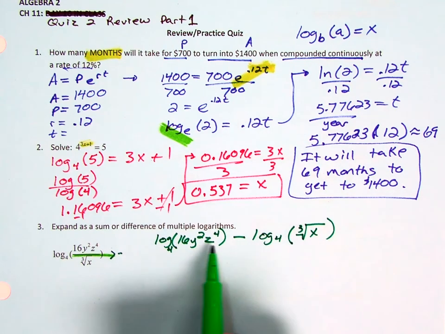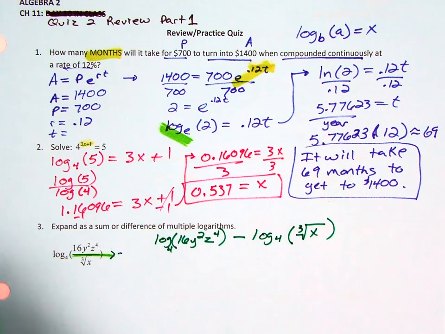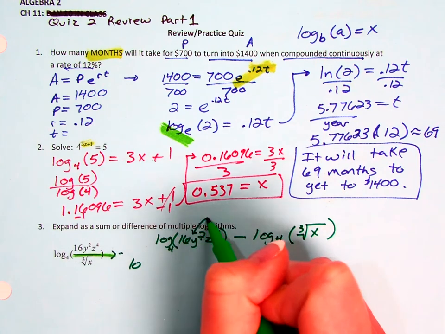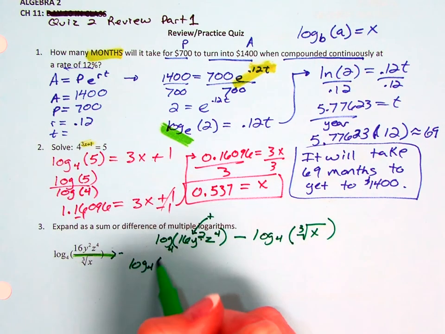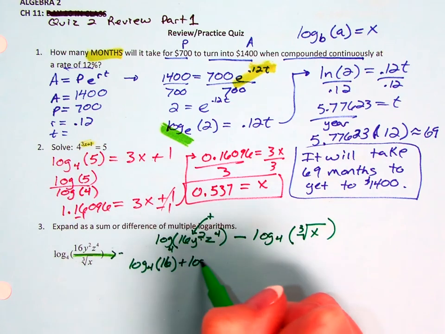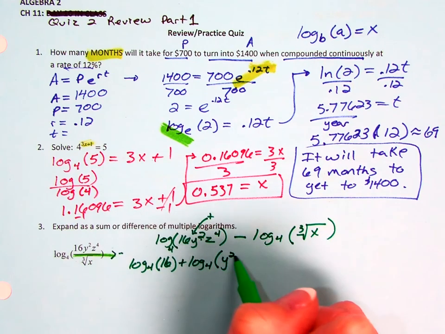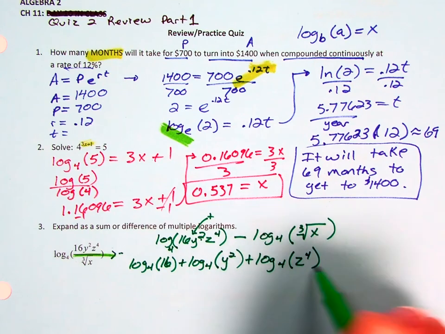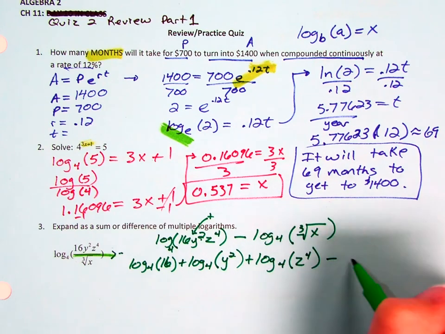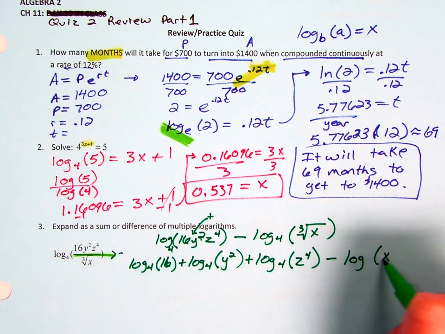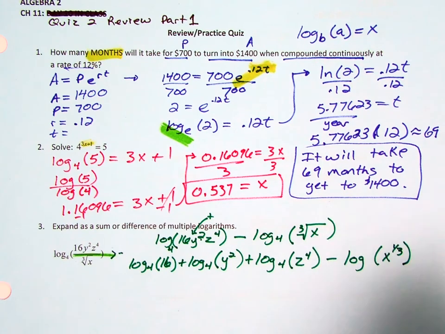Now when I expand this one out, this is all multiplication between them, right? So this would be, and remember, multiplication means that you're adding, so log base 4 of 16 plus log base 4 of y squared plus log base 4 of z to the 4th minus, and then this one doesn't have a way of breaking it up, but because I realize that this is a cube root, this is really x to the 1/3 power, which will help me when I try to expand that further.